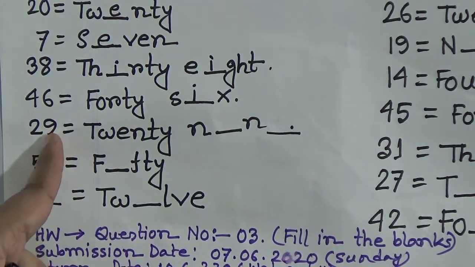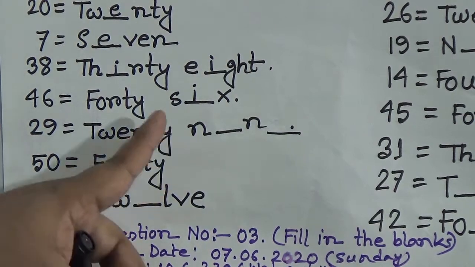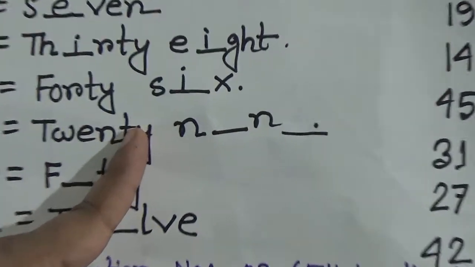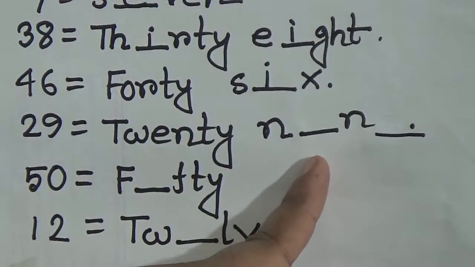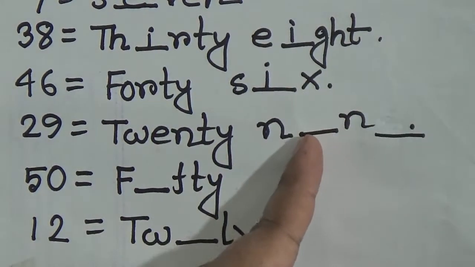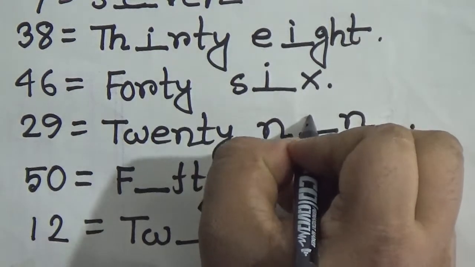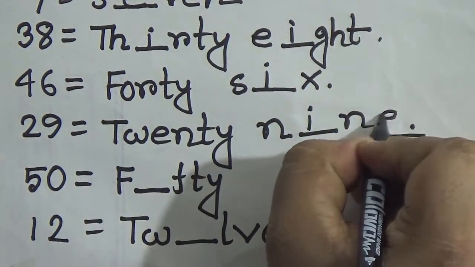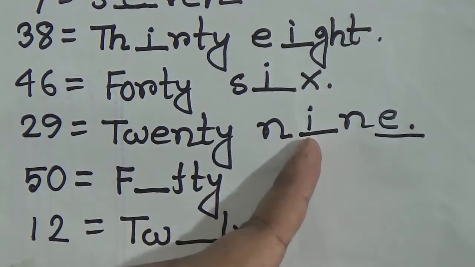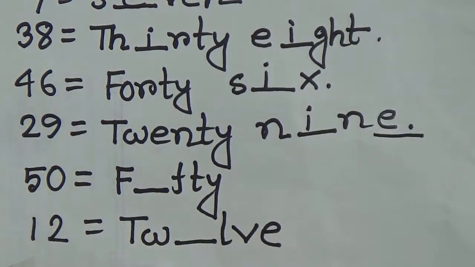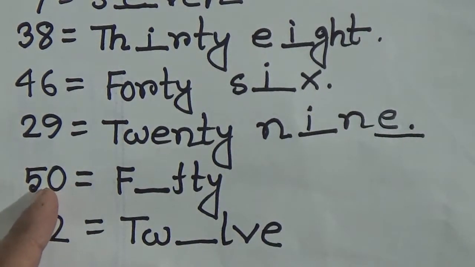The spelling of 20 is T-W-E-N-T-Y, 20. And the spelling of 9 is N-I-N-E. Here I is absent and also E is absent. So here we write I and here we write E. So the spelling of 9 is N-I-N-E. Okay. Our next one is 50.